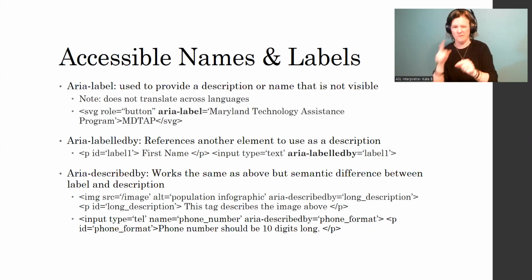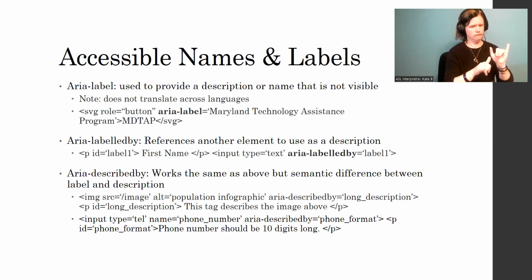And the second thing, as a second functionality, a lot of the times you're going to see it used as error validation or error suggestions. So for example, our first one here is an image that has the alt text of population infographic. Then it has ARIA described by that references a following paragraph with the ID long_description. So when a screen reader finds that image, usually, in this case, it will read both. It will read population infographic, and then it'll start reading the paragraph below it.